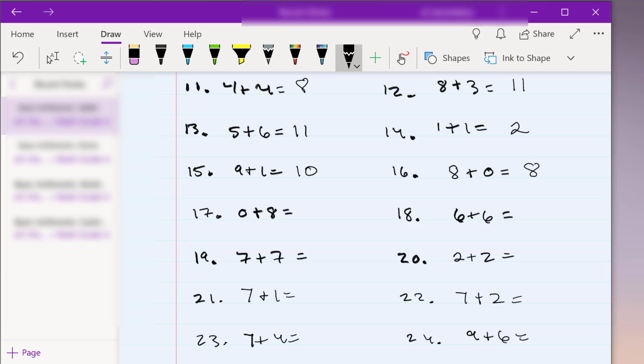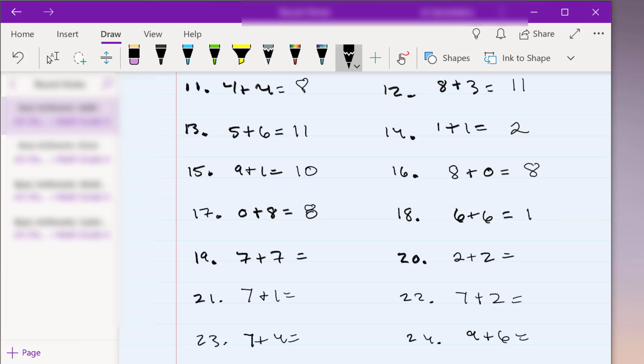Remember, anything plus 0 is that anything. So in this case, 8 plus 0 is just 8. Let us look at the next question. 0 plus 8 is just 8.